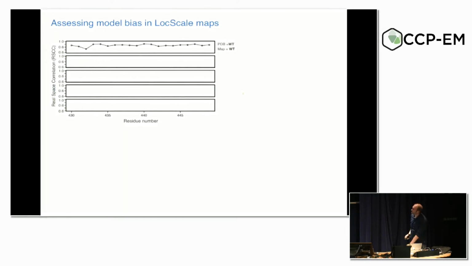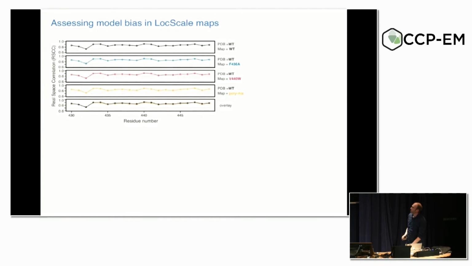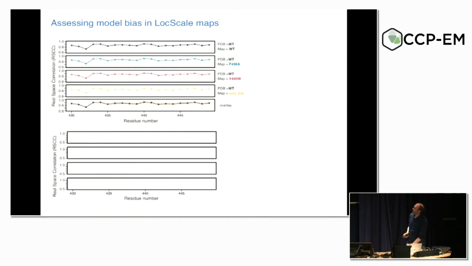But you can quantify this as well. So if I take the wild type model and I calculate the real space correlation with the wild type sharpened map, this is the profile that I get. And if I then use the wild type PDB in every case and calculate the real space correlation to the maps which have been generated using different reference density maps, you see that these curves basically perfectly superimpose. So there is no real danger of bias in this case.